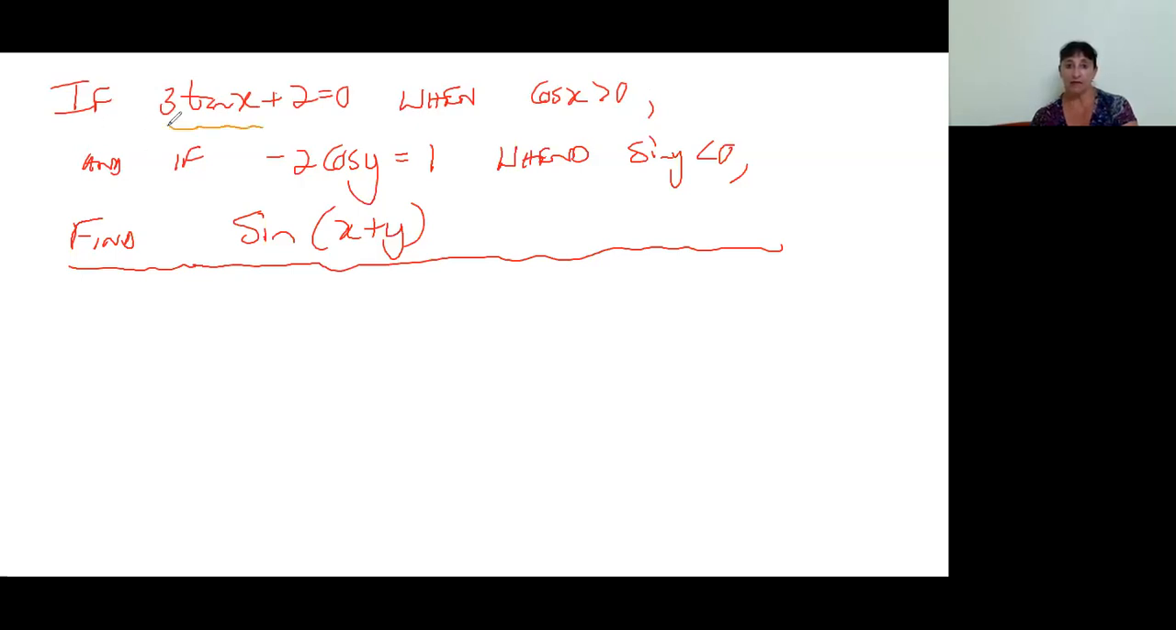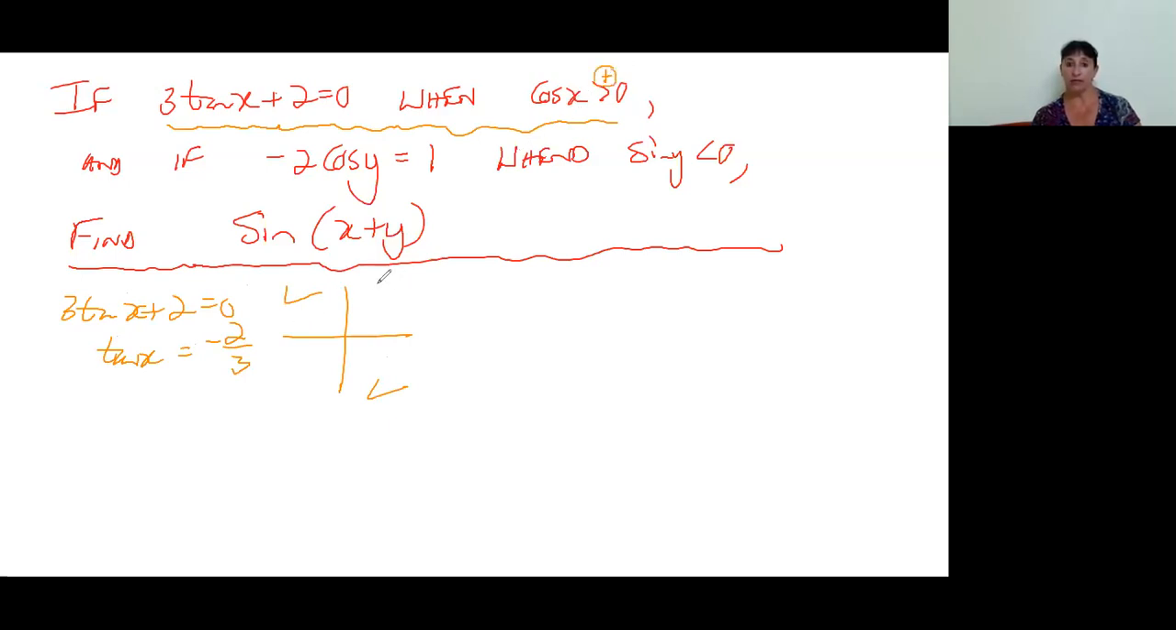It's this, right? 3 tan x plus 2 equals 0. So if I rearrange it, I get tan x equals minus 2 over 3. Tan is negative there and there, and cos is positive there and there. So I'm working in the fourth quadrant with my angle x.